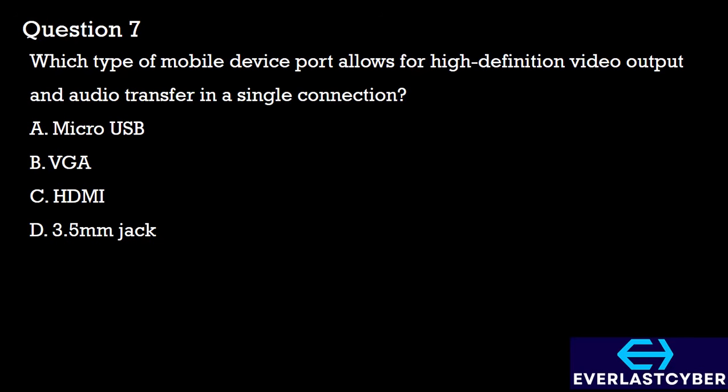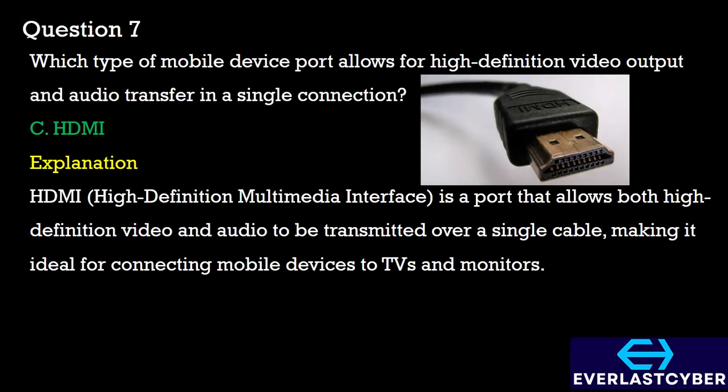VGA or video graphics array ports are used for video outputs. However, they do not carry audio signals. The HDMI port is designed to carry high-definition video as well as audio signals through a single connection, while the 3.5mm jack is used for audio inputs and outputs, but it does not support video transfer. So for this, we'll be going with option C, HDMI. The HDMI makes it suitable for connecting devices like smartphones and laptops to external displays like TVs and monitors, as well as for transferring high-quality audio.